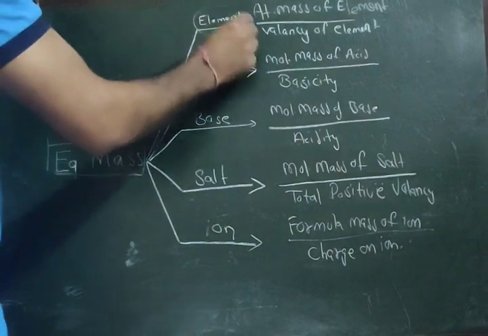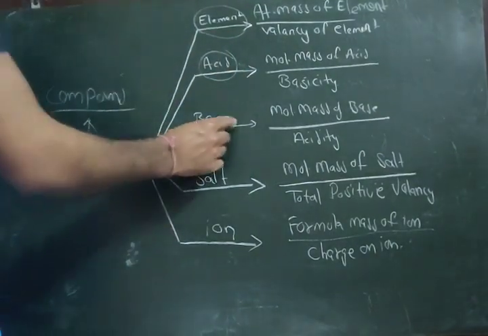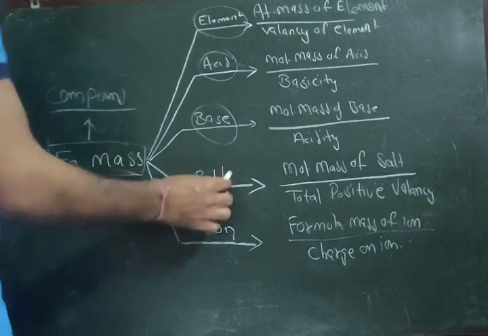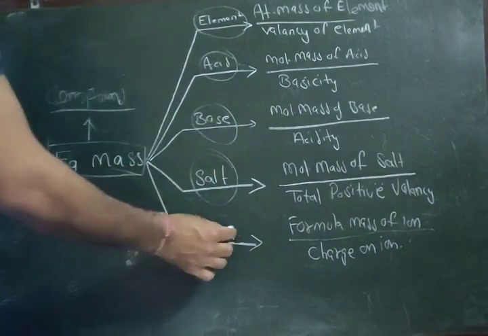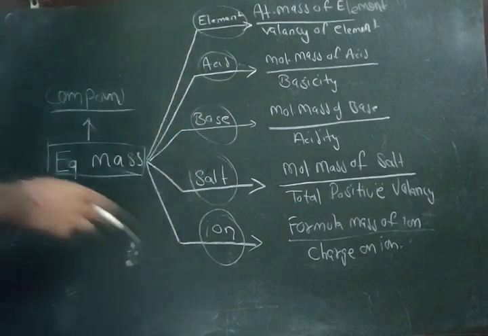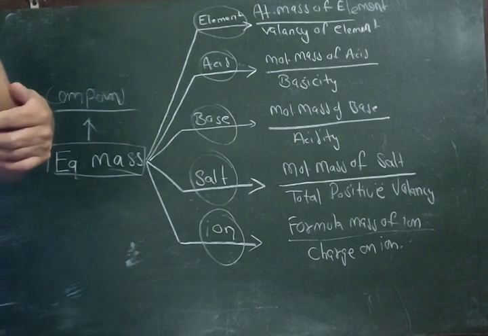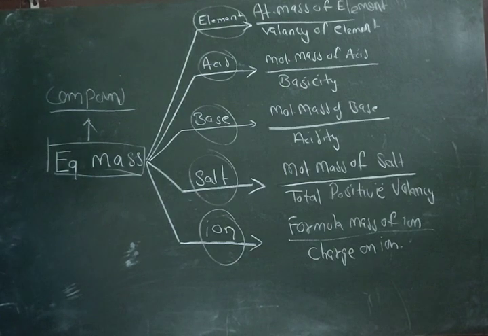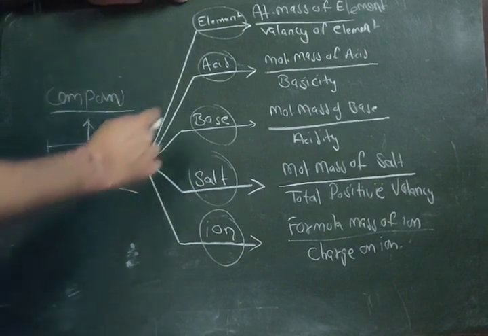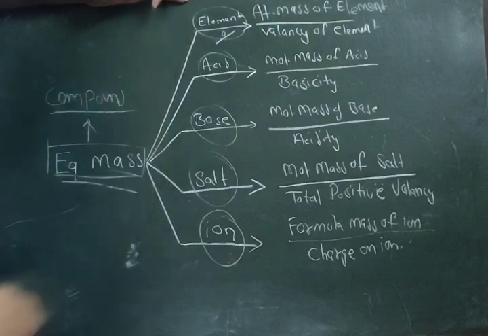For an element there is a different formula, for an acid a different formula, for a base a different formula, for a salt a different formula, and even for an ion a different formula. But there is a common factor working in all the formulas. So let's take an example of each compound, one by one, to see how to calculate the equivalent mass. First, the calculation of the equivalent mass of an element.